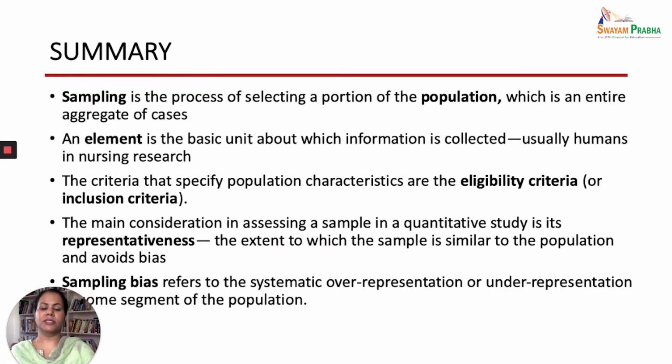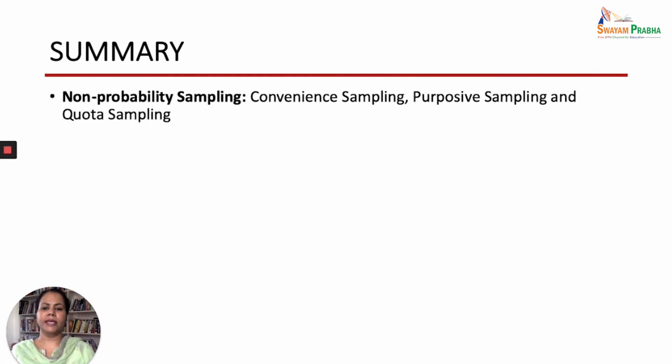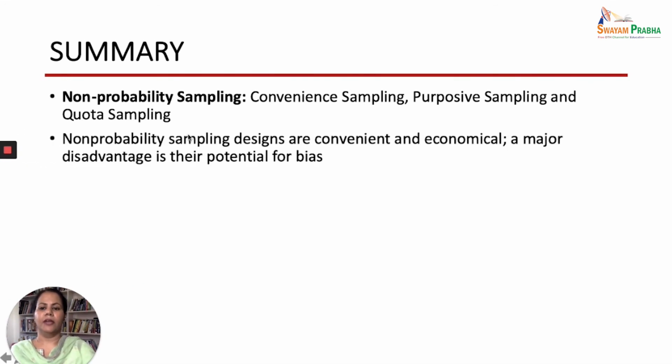Sampling bias refers to the systematic over-representation or under-representation of some segment of the population. So we talked about sampling bias, where in the sample you have selected, certain segments can be either over-represented or under-represented. The non-probability sampling techniques are convenience sampling, purposive sampling, and quota sampling. Non-probability sampling designs are convenient and economical, but an important disadvantage is the potential for bias, and this bias can be added while sampling, or it can be added by the researcher.